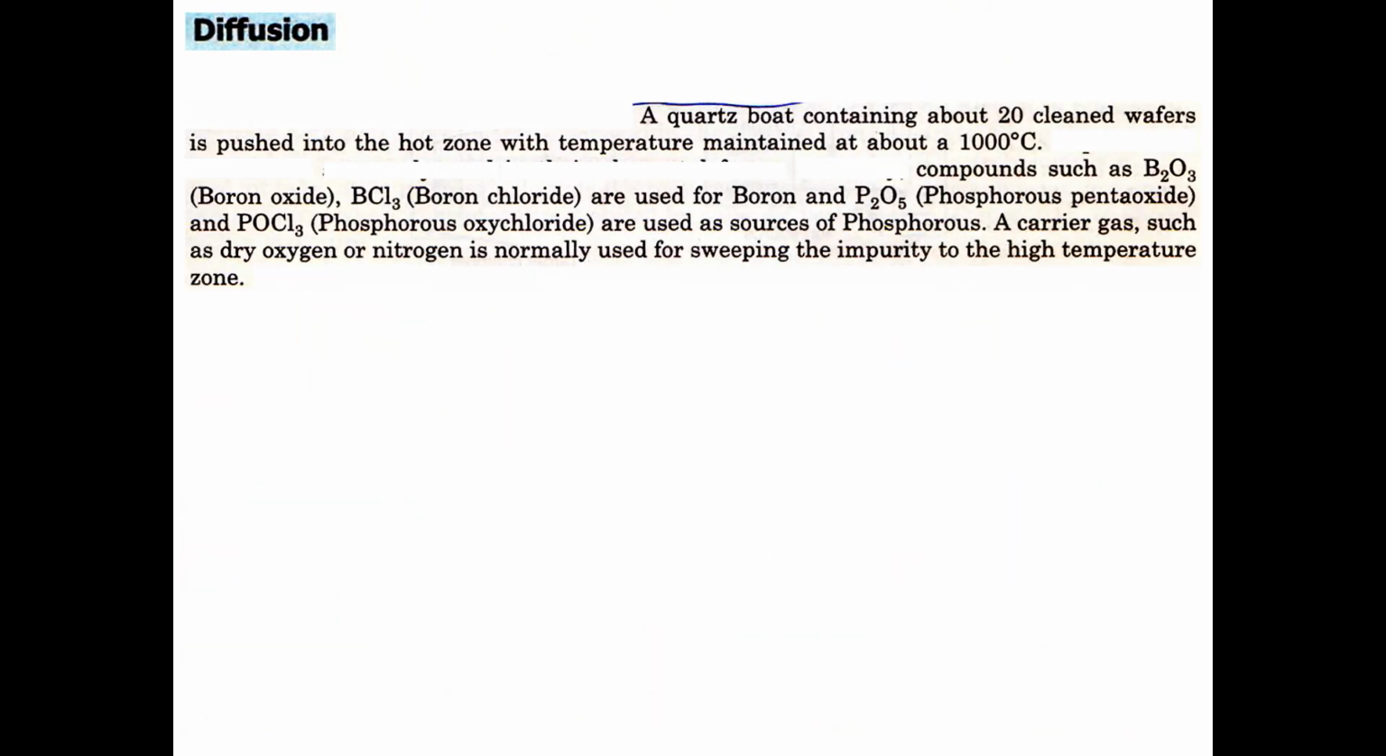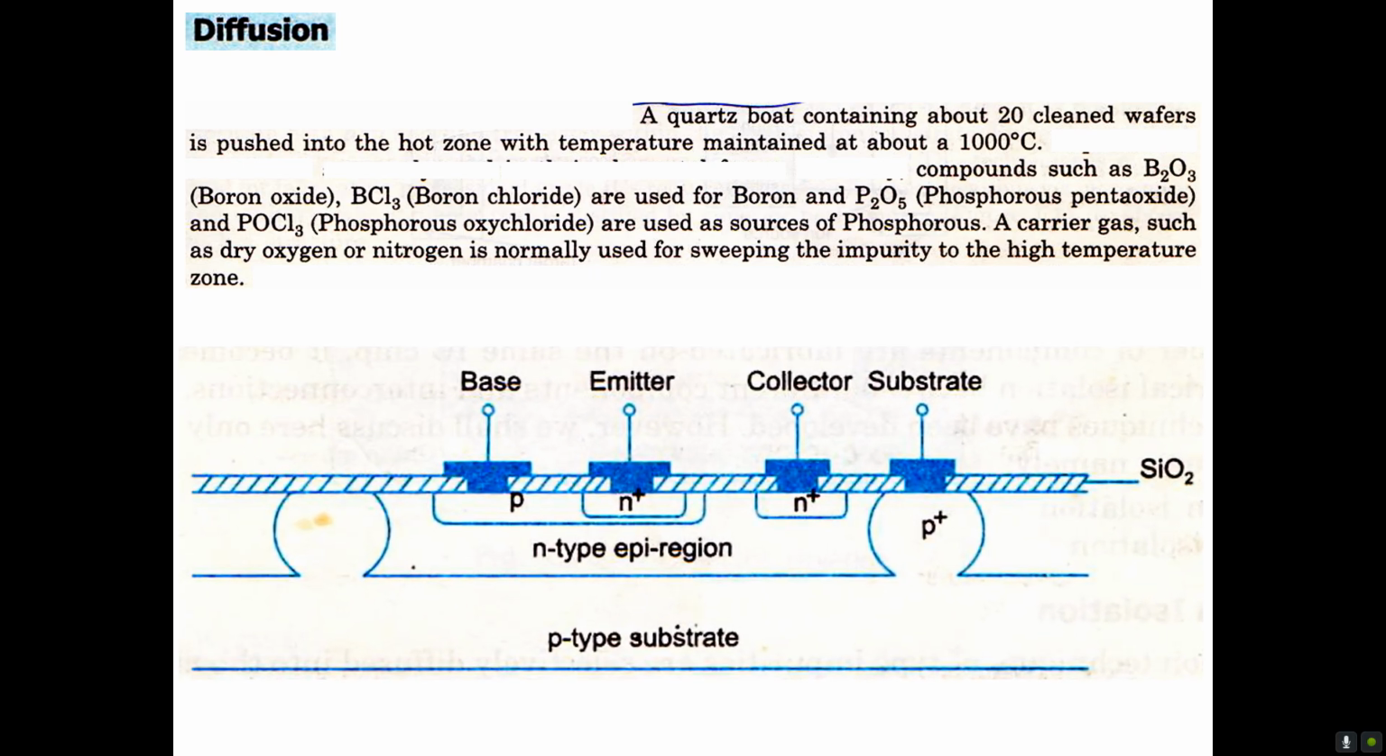Diffusion: a quartz boat containing about 20 cleaned wafers is pushed into the hot zone, with the temperature maintained at about 1000 degrees centigrade. Compounds such as boron oxide and boron chloride are used for boron, and phosphorus pentoxide and phosphorus oxychloride are used as sources of phosphorus. A carrier gas such as dry oxygen or nitrogen is normally used for sweeping the impurity to the high temperature zone.